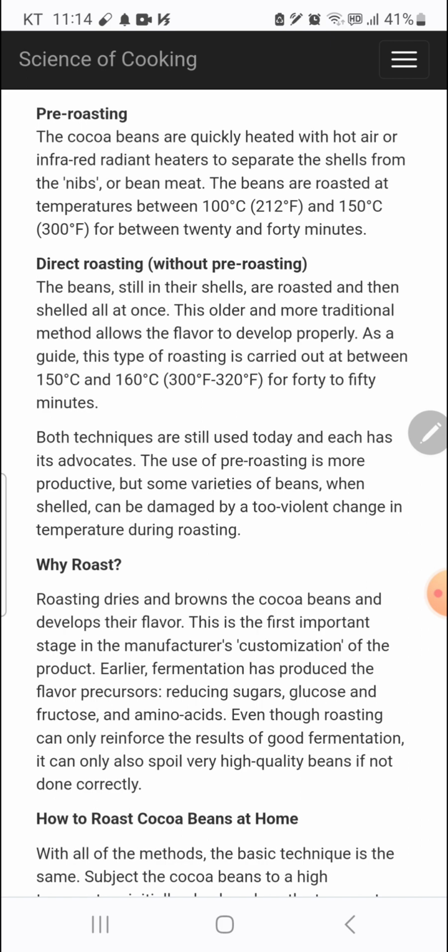Direct roasting without pre-roasting. The beans still in their shells are roasted and then shelled all at once. This older and more traditional method allows the flavor to develop properly.